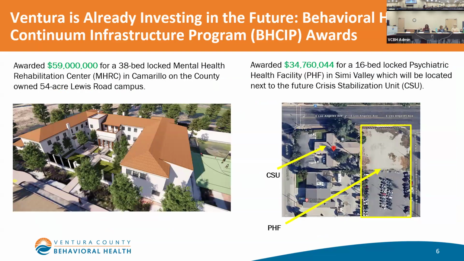Before we do, we just wanted to briefly mention that Ventura County has already taken steps to expand the capacity as it relates to behavioral health services. Through the Behavioral Health Continuum Infrastructure Program, which is the same program that the bond money is being distributed through, the county secured nearly 94 million for new facilities, including a 38-bed mental health rehab center in Camarillo and a 16-bed psychiatric health facility in Simi Valley. These are just some of the investments that are helping to improve access to residential long-term care. Next slide, please.